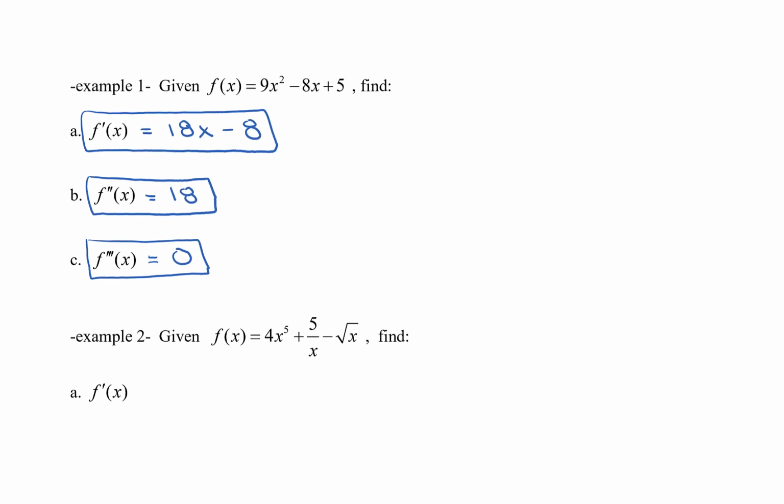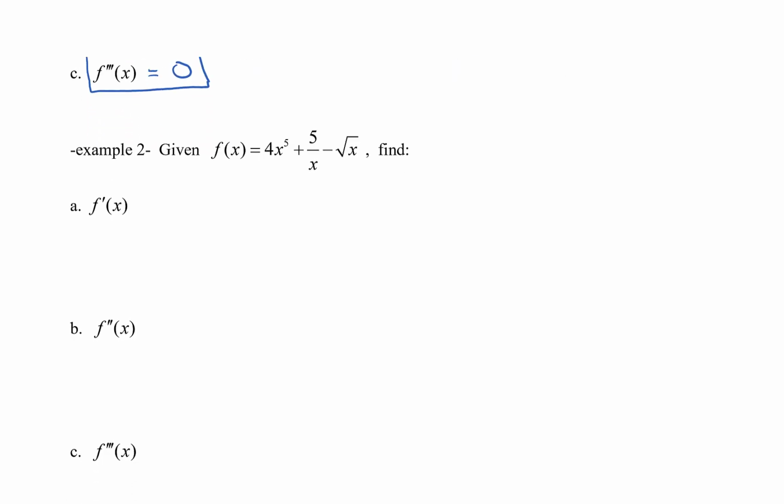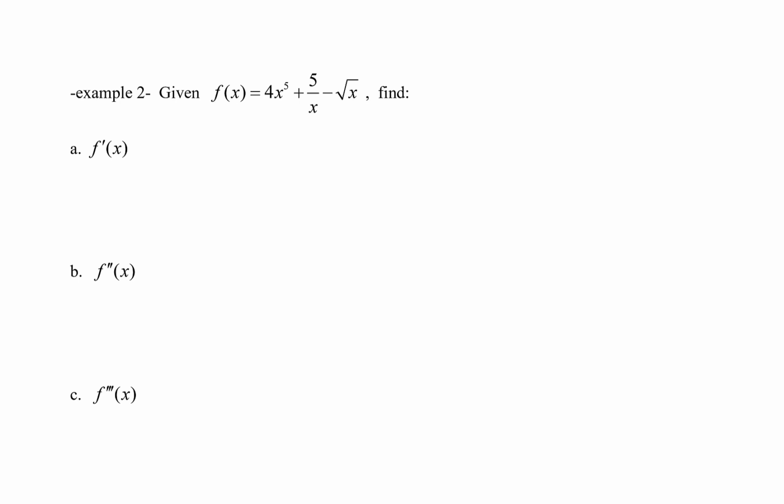Example 2. Given f of x equals 4x raised to the 5th power plus 5 over x, and then minus the square root of x. Find a, f prime of x, or the first derivative of f of x. The first step is going to be to rewrite the function. Whenever you have variables in the denominator or variables inside of a radical, we're going to want to rewrite it so that all of our variables appear to be in the numerator, and we're going to use either negative exponents to achieve this, or we're going to use fractional exponents to rewrite anything that's using radical notation.